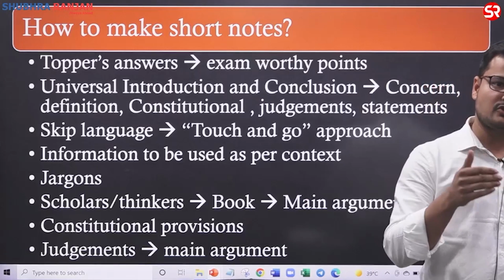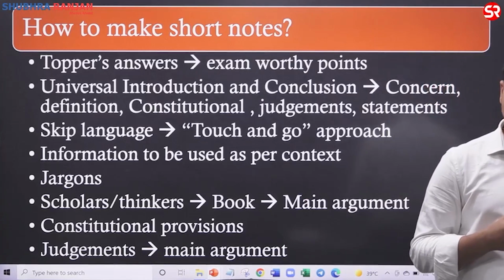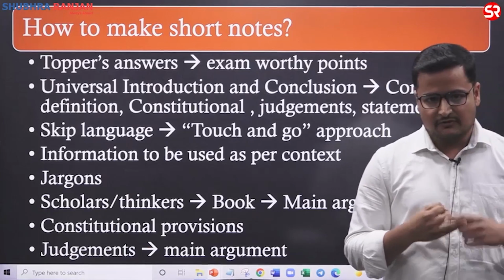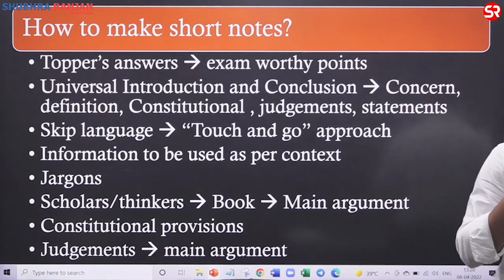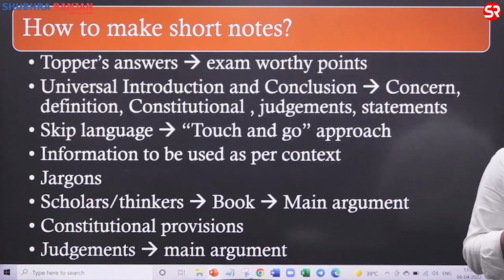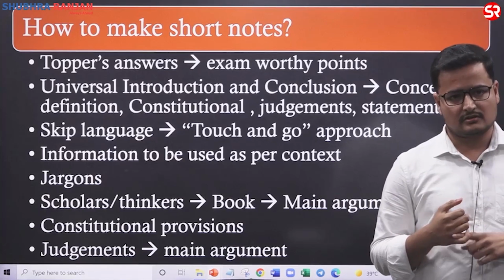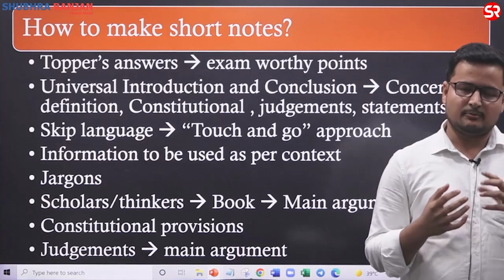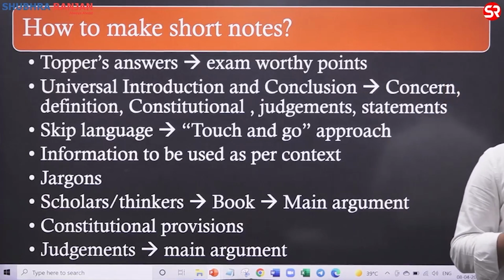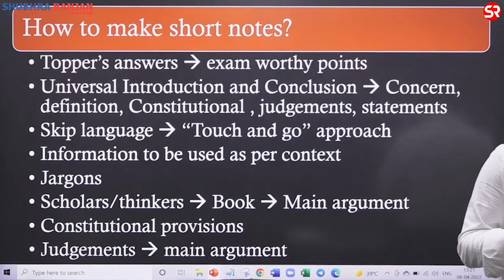Similarly, if it is a question on IGP, so constitutional provision, या फिर उसका definition can be the universal introduction. If it is a question from IR part, then it can be a quote from any scholar. Prime Minister का quote हुआ या फिर any scholar's quote can be the introduction. Similarly, या फिर कोई judgment का कोई ऐसा line है जो कि judgment में use हुआ है. So what I want to say is कि prepare universal introduction and conclusion beforehand, which should be there in the short notes. Skip language.